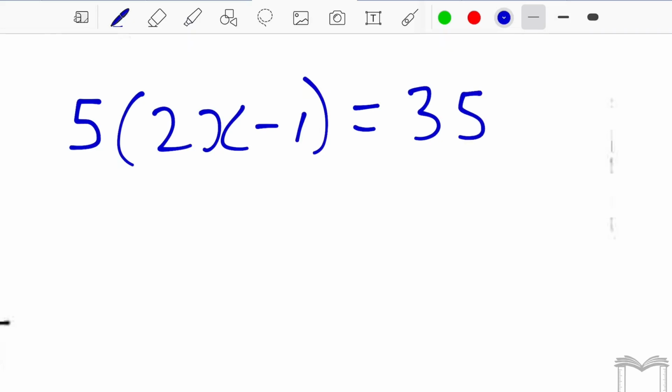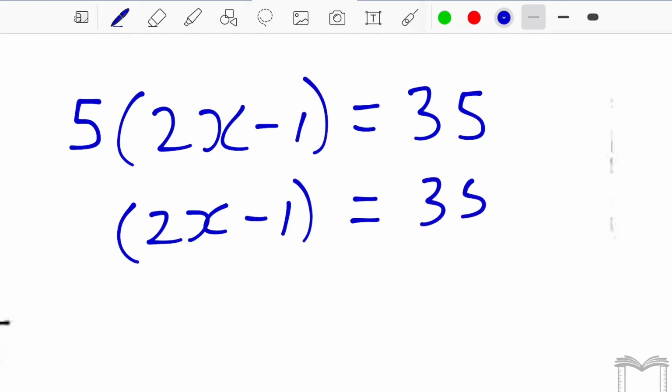So we will carry across the 5. We know that 5 is being multiplied by the bracket. So the bracket remains on the left. Because the 5 was being multiplied, if we carry it across the equal sign, it will now be divided. So we will have 35 divided by 5.